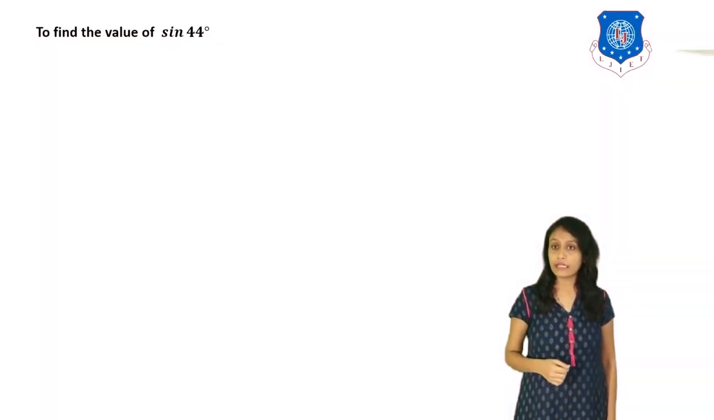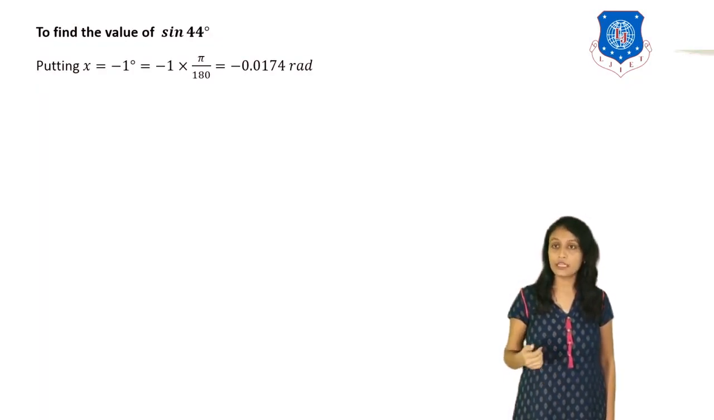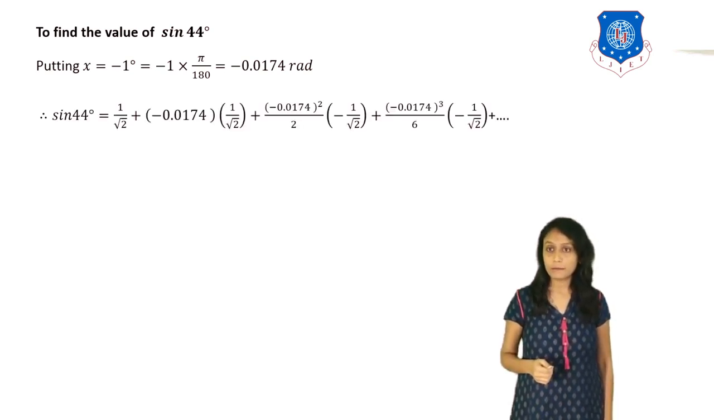Next we have to find the value of sin 44 degree, right? So to find the value of sin 44 degree, we'll write x is equal to minus 1 degree. So minus 1, we have to again convert it into radian form. So minus 1 into pi upon 180. Okay, so on simplification you will get minus 0.0174 radian, right?